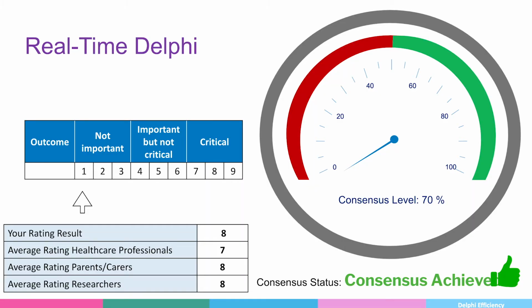In COHESION, we will adopt a real-time Delphi approach. Essentially, when participants rate an outcome, feedback in terms of rating and consensus levels will be available in real time. Participants can revisit and re-rate outcomes as many times as they wish during a specific time period.